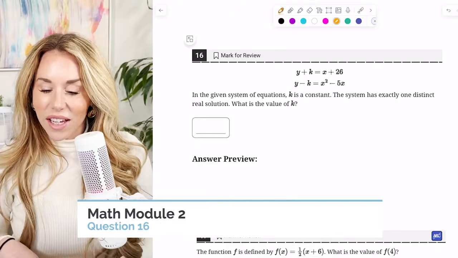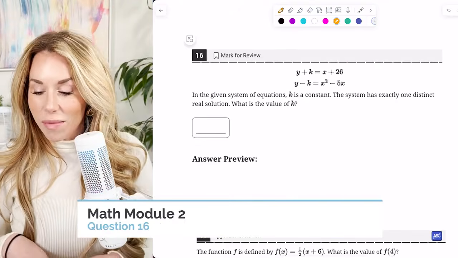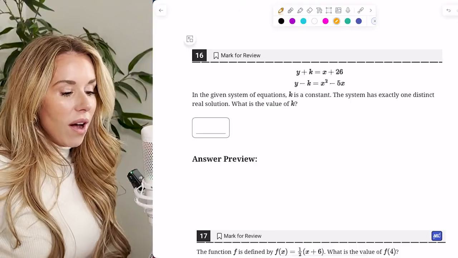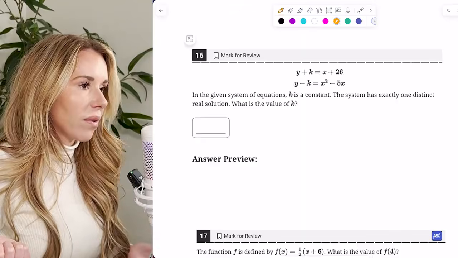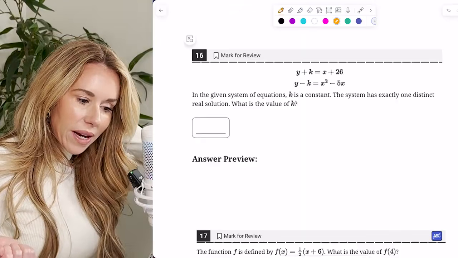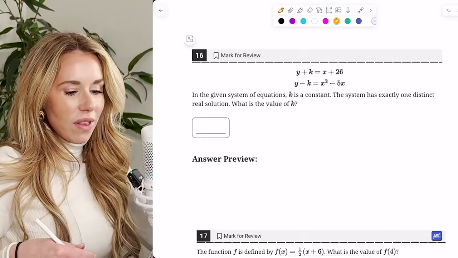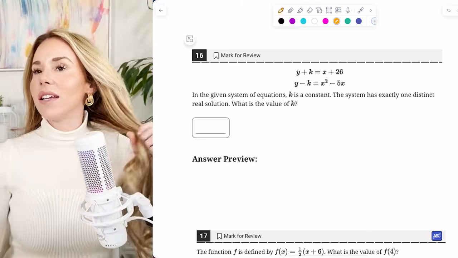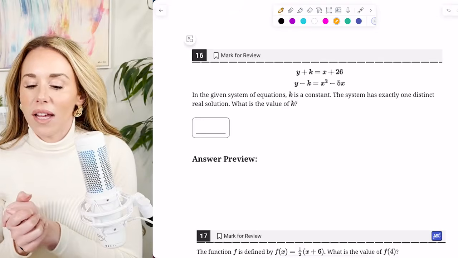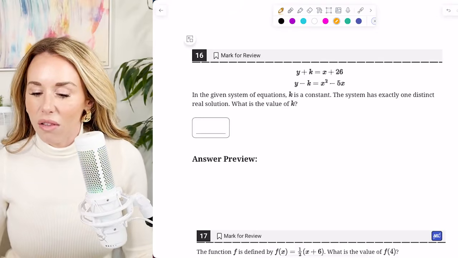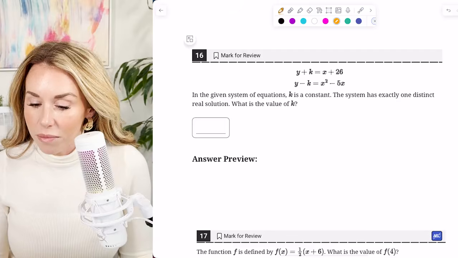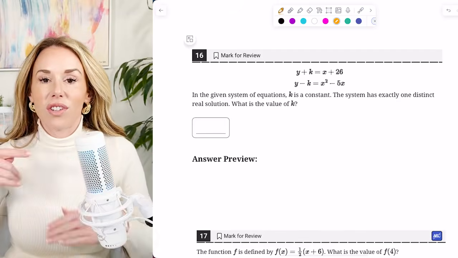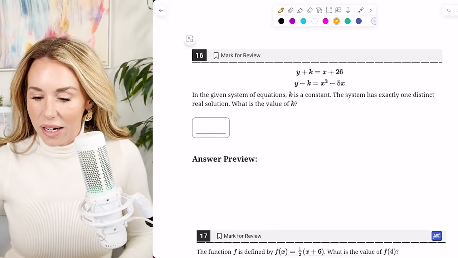Okay, 16. In the given system of equations, k is a constant. The system has exactly one distinct real solution. What is the value of k? Well, there's a couple ways we can go about this. We could use Desmos. You could solve it by hand and then try to find the discriminant and stuff, but I just feel like that's going to take a little bit longer. I would rather just type those in and move k around until the graphs touch exactly one time. So let's do that right now.